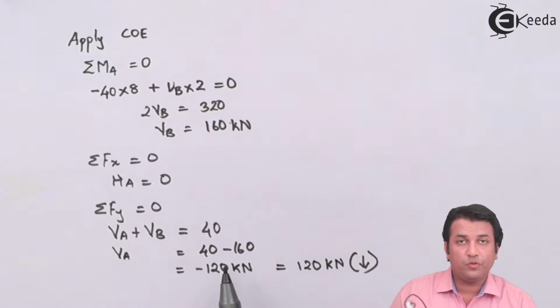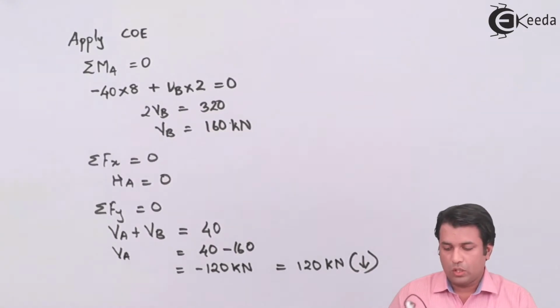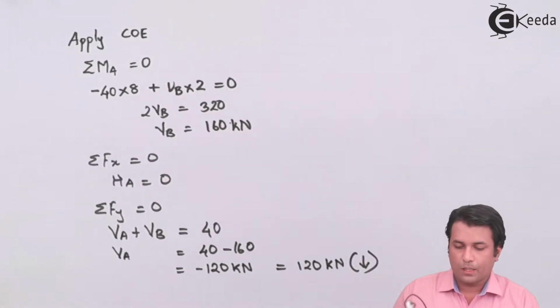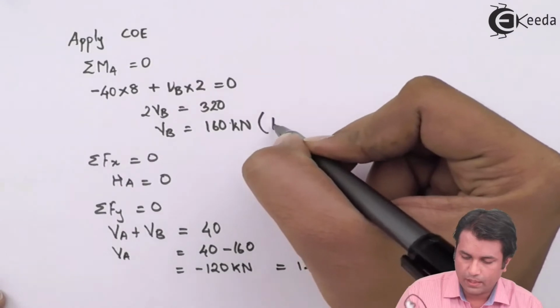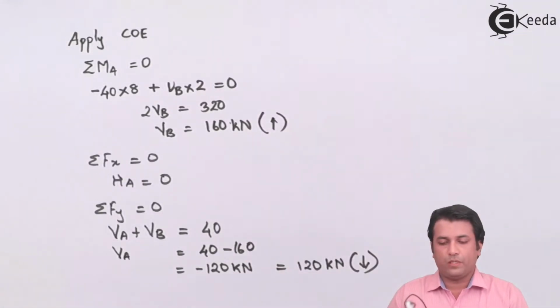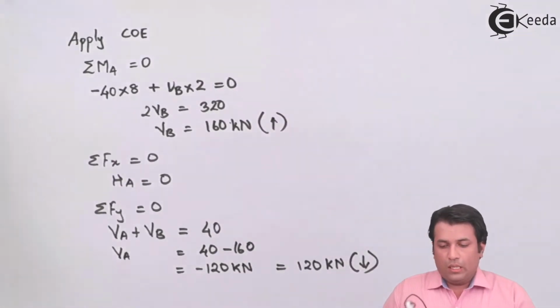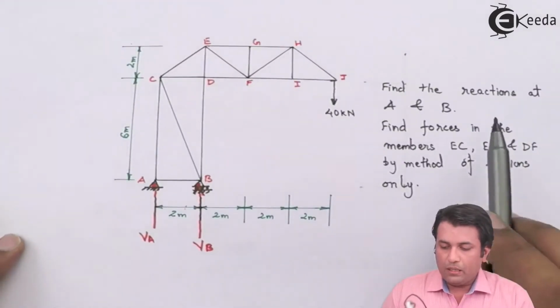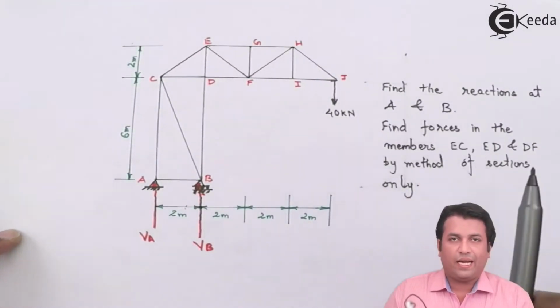That means the assumption that the reaction force acting upwards is wrong. I have to take it downwards. So I have shown the arrow over here. For this, it is acting vertically upwards. So the required part, find the reactions at A and B, that is done.